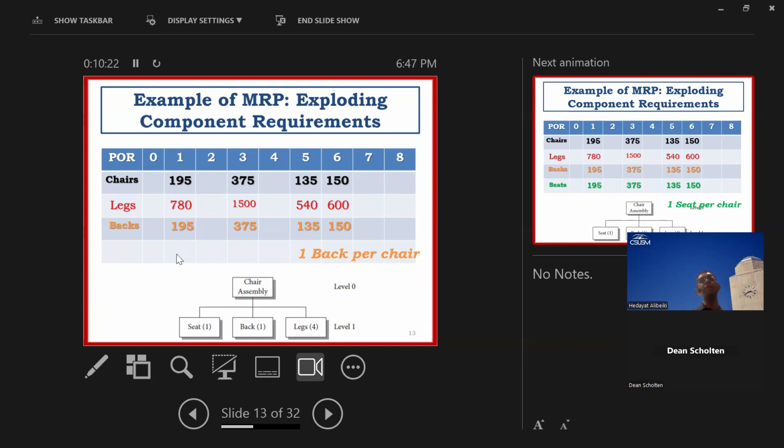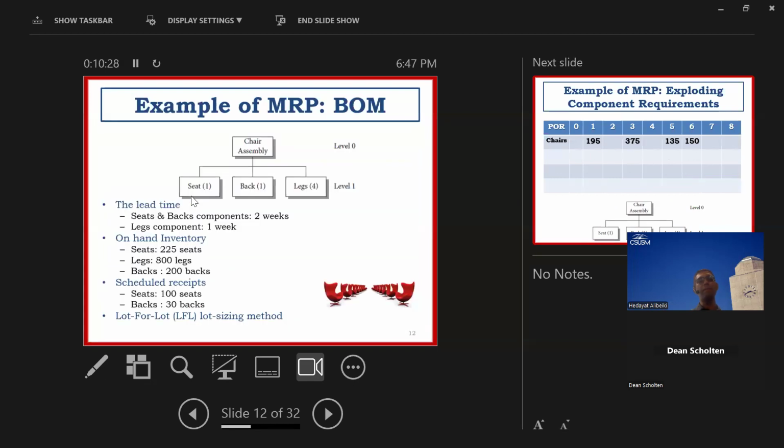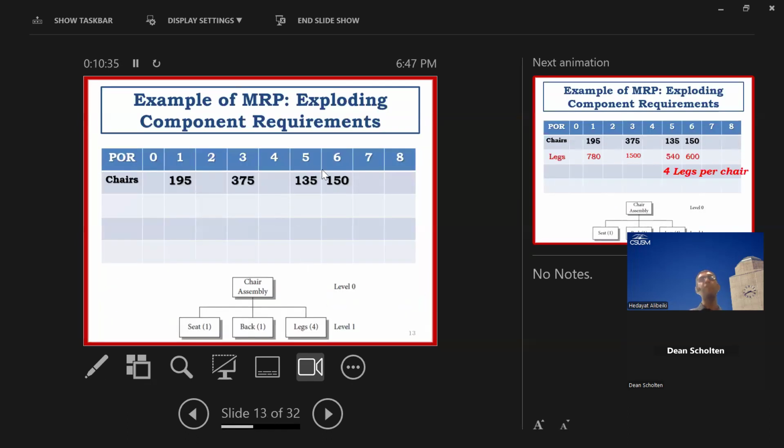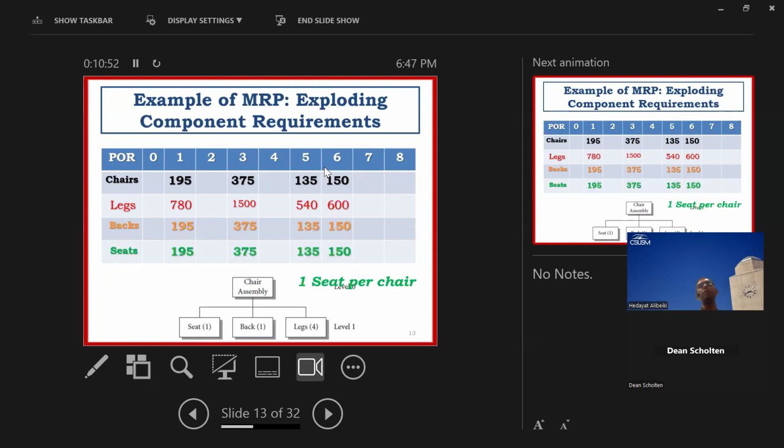780, and we need it in week 1. So you see where I'm getting this week 1? I'm getting it from here. Week 1, 3, 5, 6. That's where they appear, right? So in terms of the timing of those becoming 4% children, that's where they happen. And then the quantity, the gross requirement for those, is just determined based on their parent quantity.